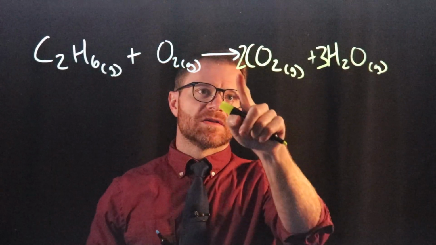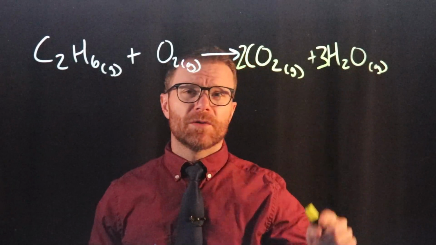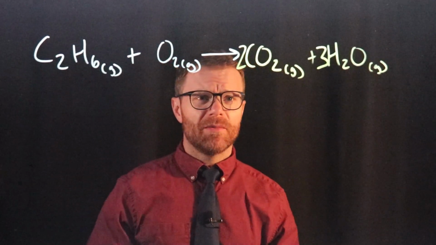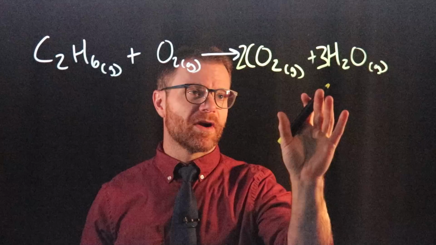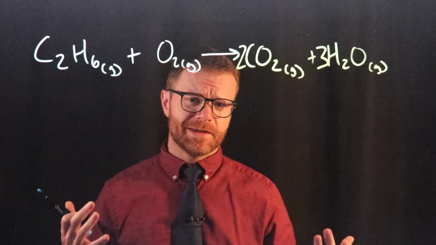Now let's check our oxygens. We have 2 times 2, which is 4, and we have 3 times 1, which is 3, so 7 in total. Now that's going to be a problem, because if we have 7 oxygens here in our products, how many groups of O2 will give us 7?